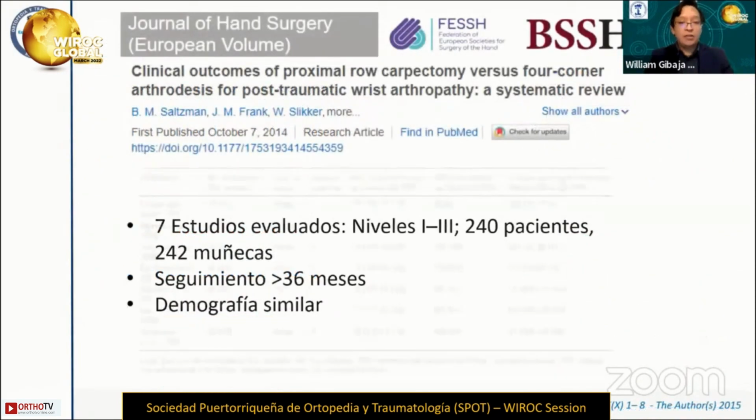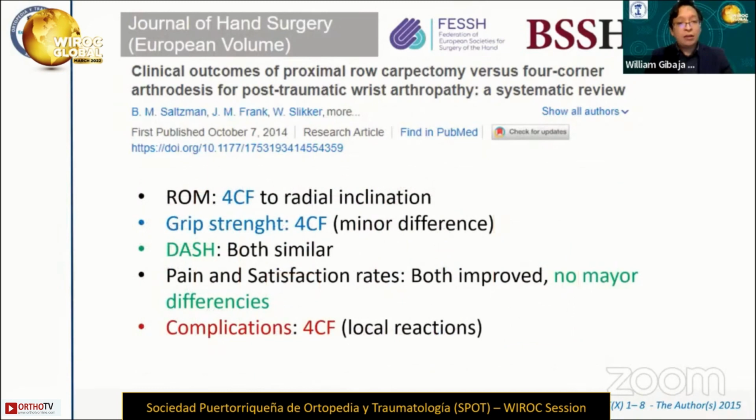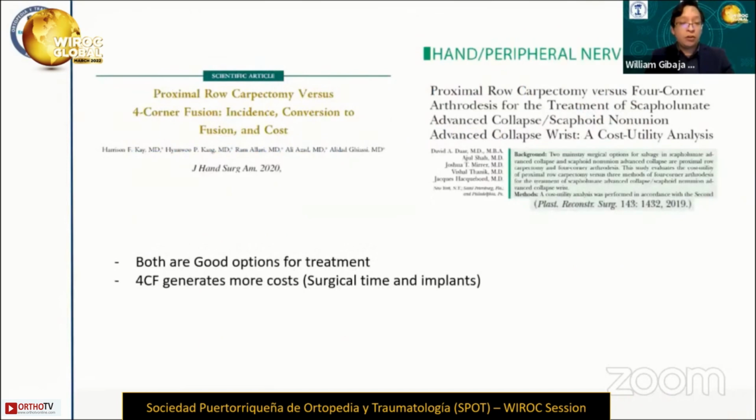This is another study comparing these two procedures, most of them being retrospective, of course, and having similar outcomes. But what we can say is that even in those cases, both are improved. There are more complications reported for four-corner fusions, but this is quite obvious. If you're using screws, plates, or any material, of course, you will have more rates of revisions or hardware problems than if you're using none.